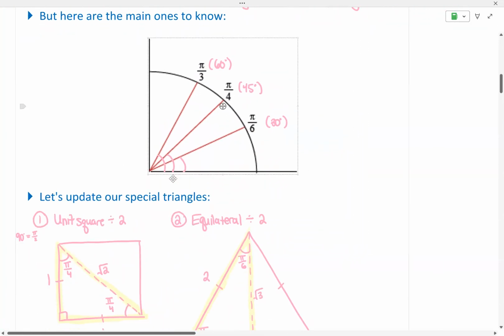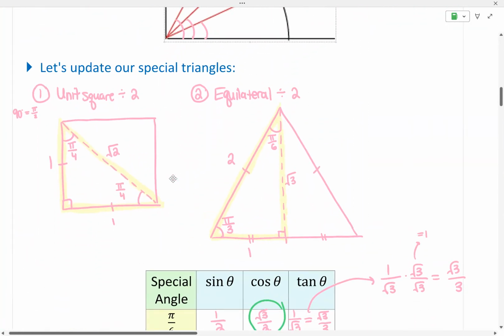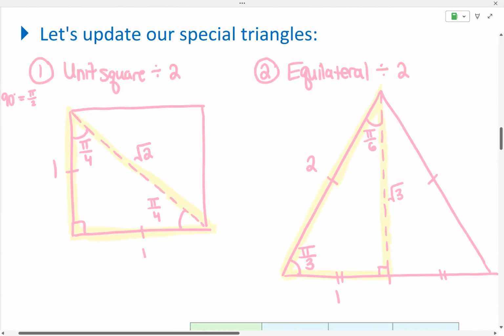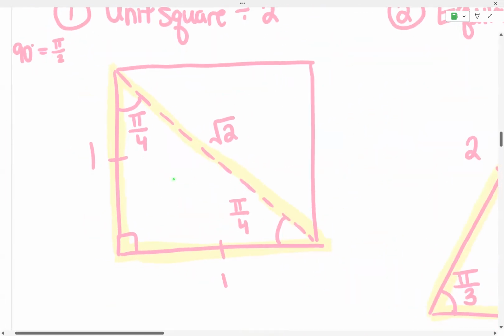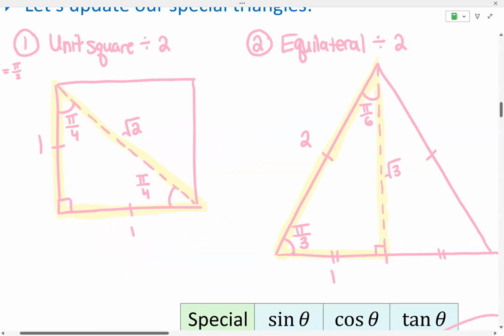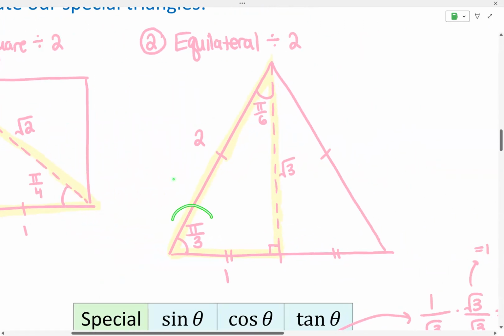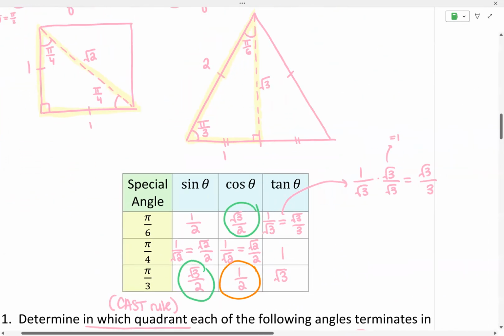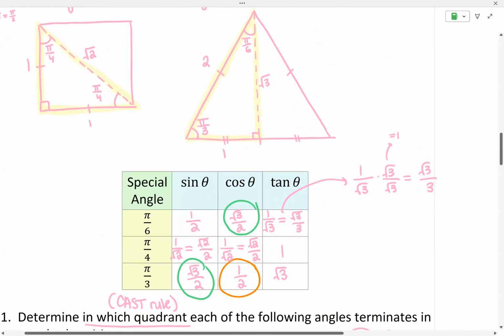So how can we update our special triangles now? So these are the same exact special triangles that you've seen before. The only difference is that instead of 45 degrees, we now have pi over 4. And instead of our 60 degrees, we have pi over 3. And instead of our 30 degrees, we have pi over 6. But they work in the exact same way. The ratios work in the same way, the triangles work in the same way, everything is exactly the same.